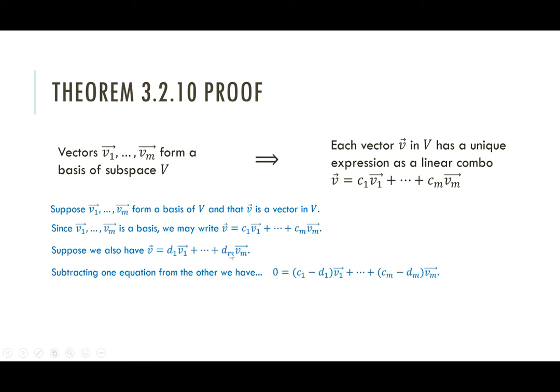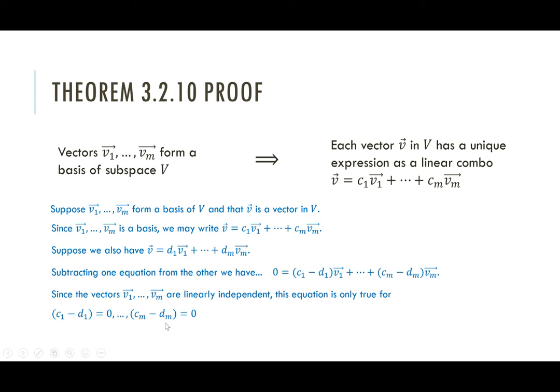And then on the right-hand side, all right, we're subtracting d_1 v_1 from c_1 v_1, gather like terms, factor out the v_1. And okay, we get c_1 minus d_1 is our coefficient of v_1, all the way up to c_m minus d_m is our coefficient for v_m. And now let's use Theorem 3.2.7. So since these vectors are linearly independent, this equation is only true when the coefficients are 0.